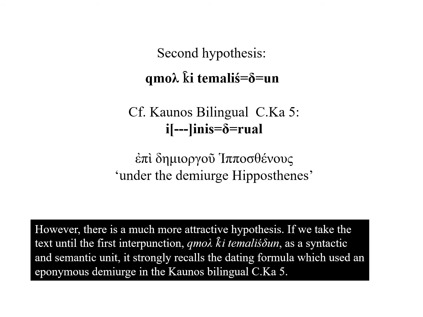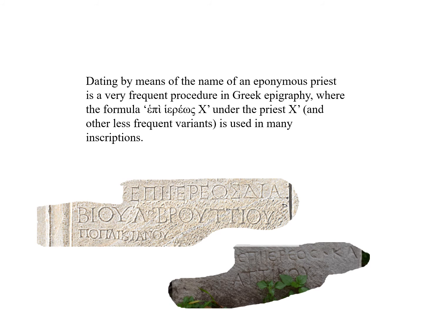If we take the text until the first interpunction, Como Key Temalis Enduan, as a syntactic and semantic unit, it strongly recalls the dating formula which used an eponymous demiurge in the Kaunos bilingual, C.5. Dating by means of the name of an eponymous priest is a very frequent procedure in Greek epigraphy, where the formula ἐπὶ ἱερέως X, under the priest X, and other less frequent variants, is used in many inscriptions.